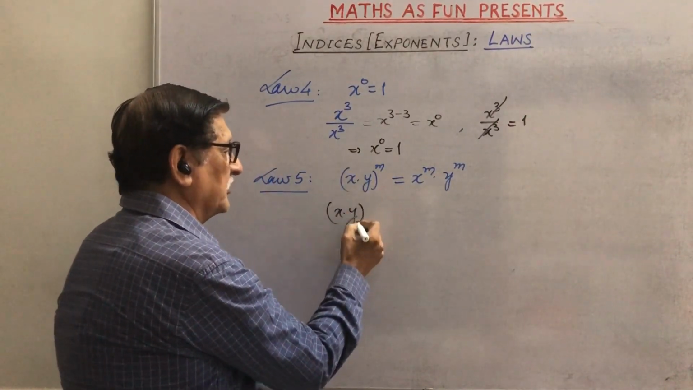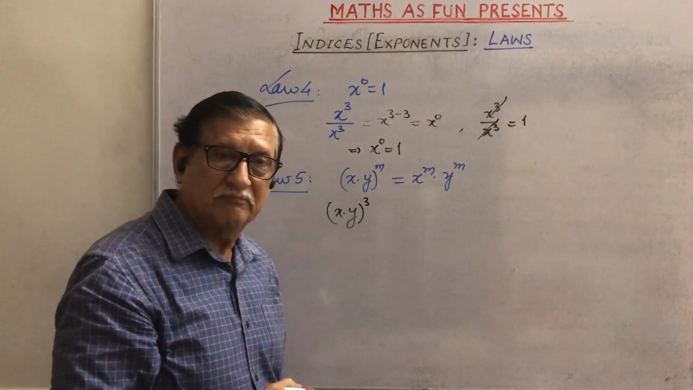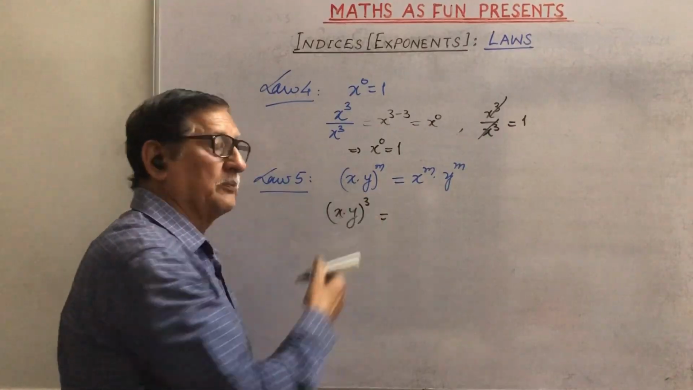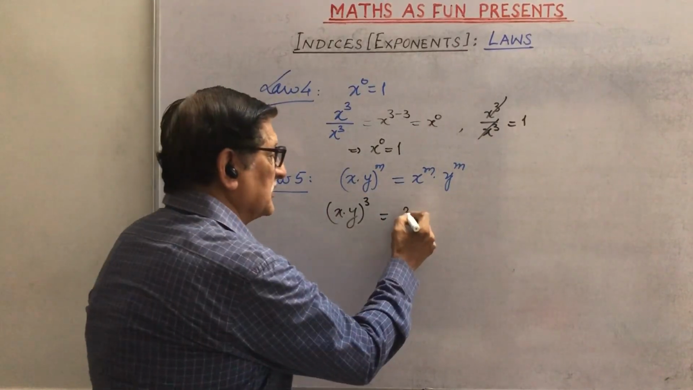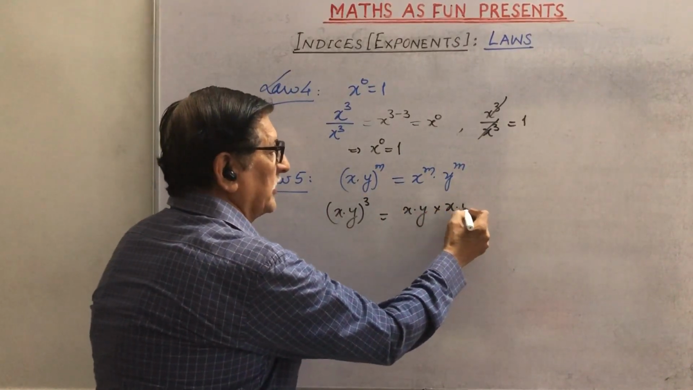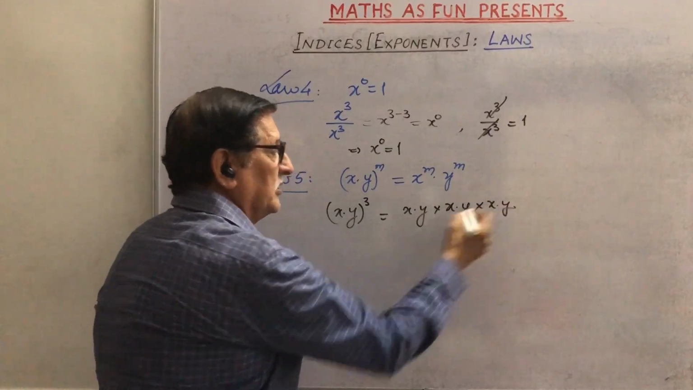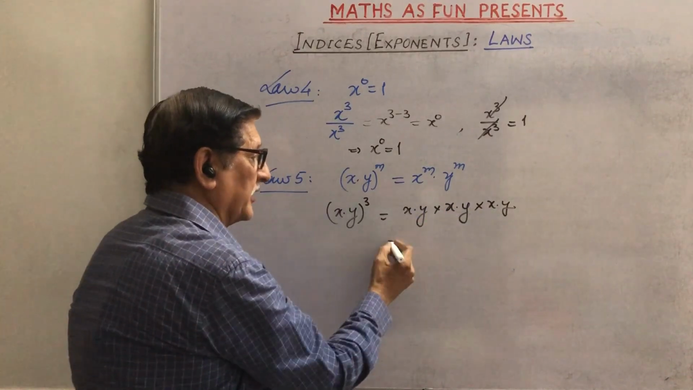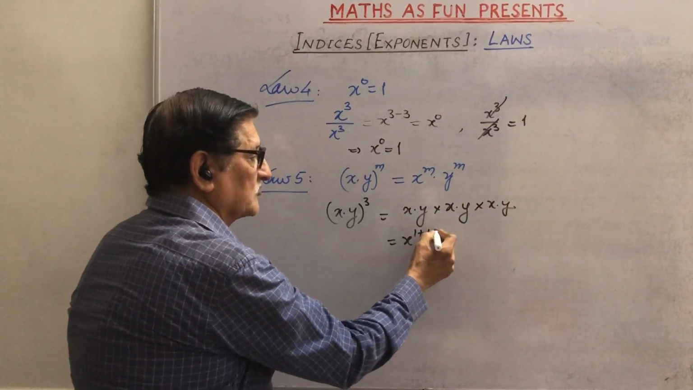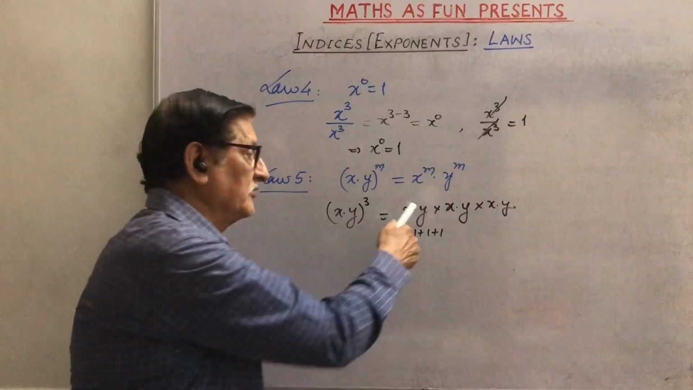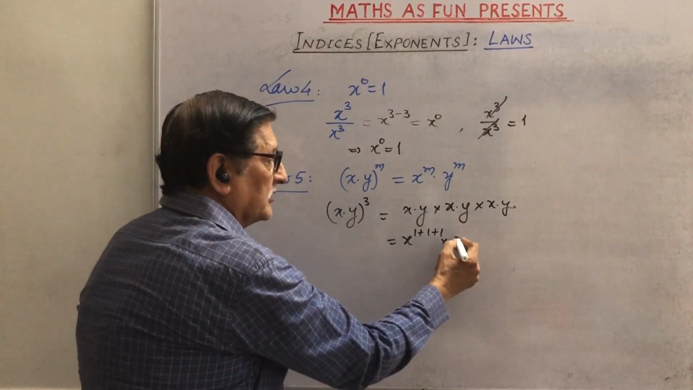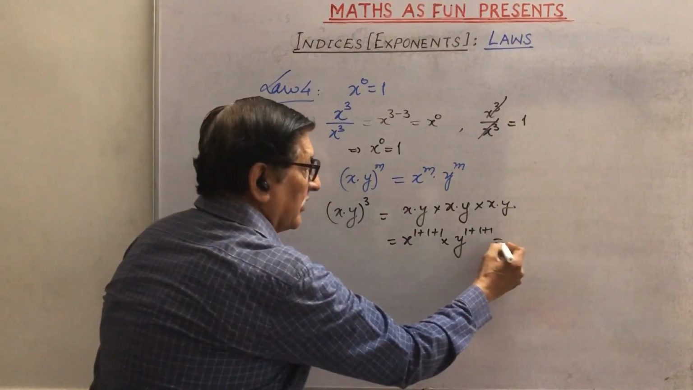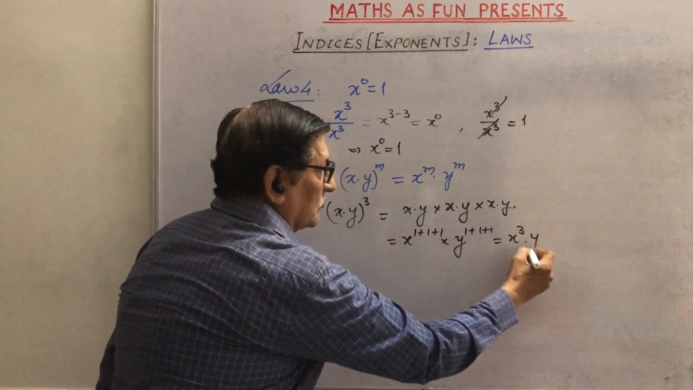Suppose it is x into y whole power 3. What does it mean? It means x into y is being multiplied to itself 3 times. It means x into y into x into y into x into y. According to the first law, the powers of x will be added, that is x to the power 1 plus 1 plus 1. The powers of y also will be added, that is y to the power 1 plus 1 plus 1. Is it x power 3 into y power 3?